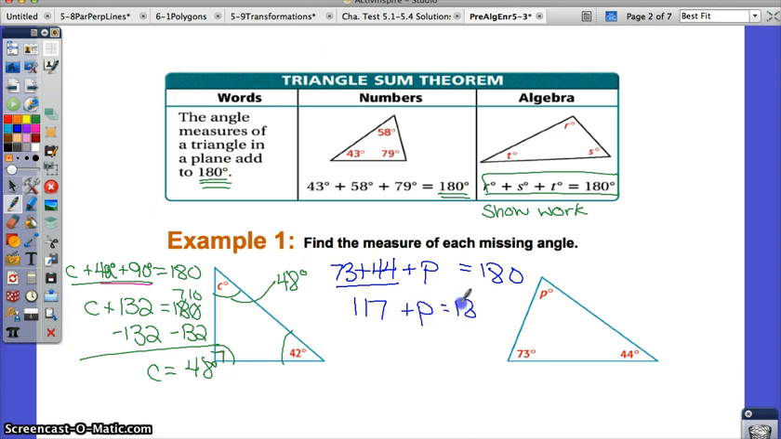And then isolate the variable. To get P by itself, what would you do on both sides? This is kind of tricky when we're starting with the number, but think what's in front of it. What kind of 117 do we have? We have a positive, so we're going to subtract. And P equals 63 then, or this angle is 63 degrees.